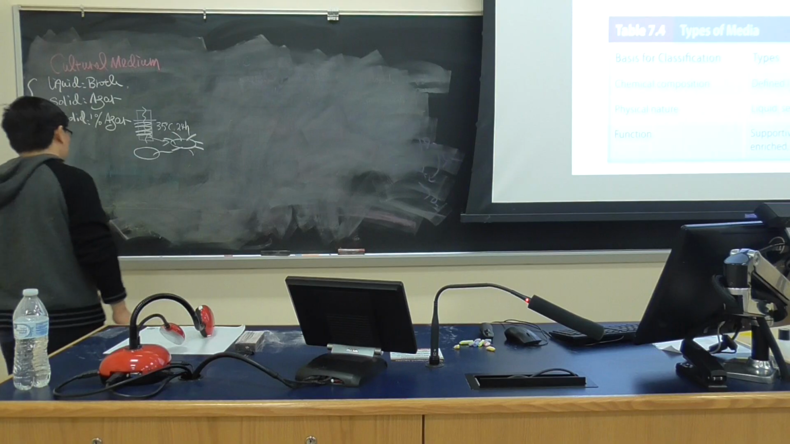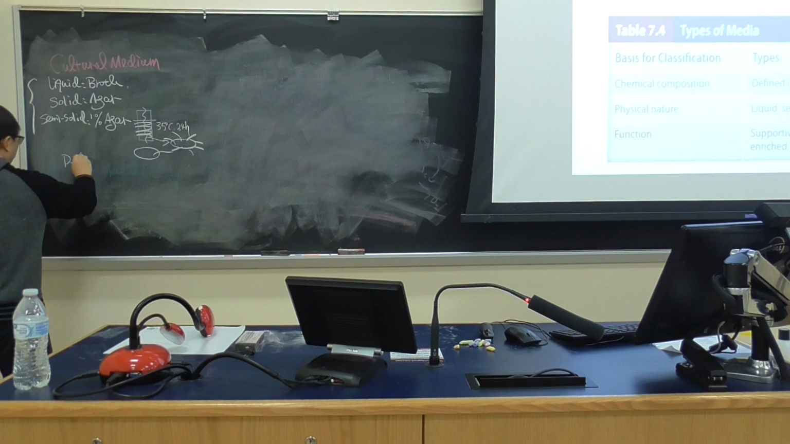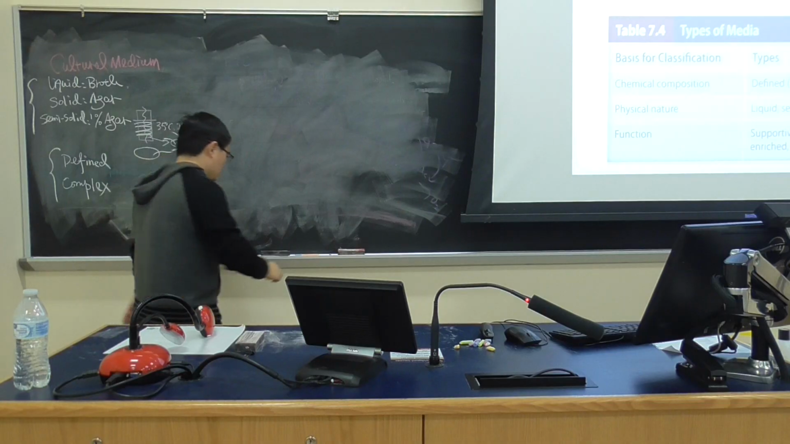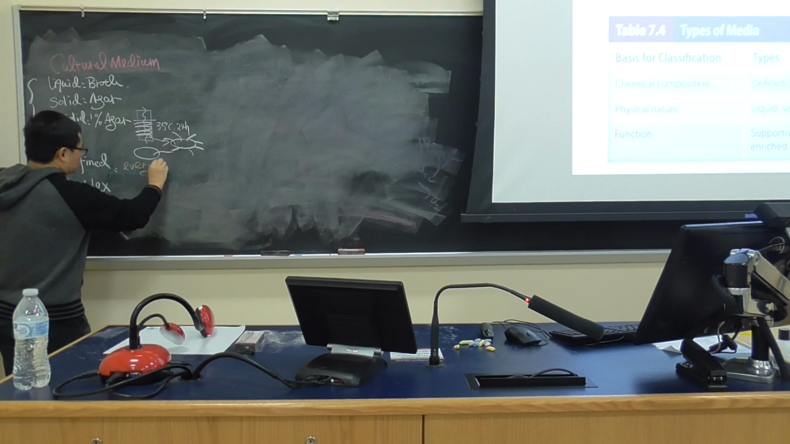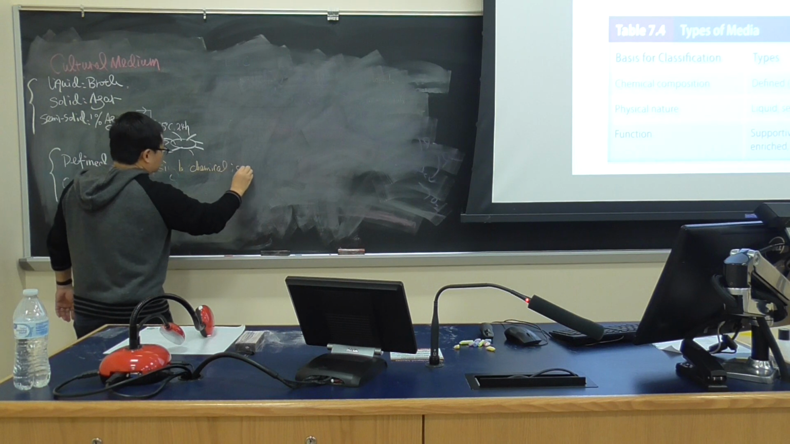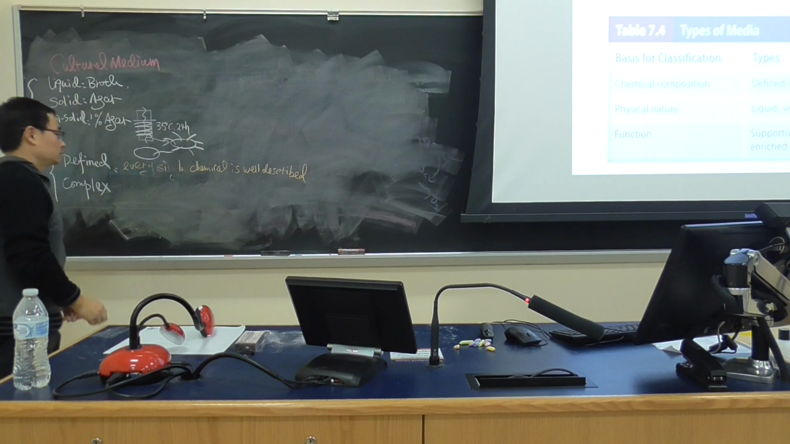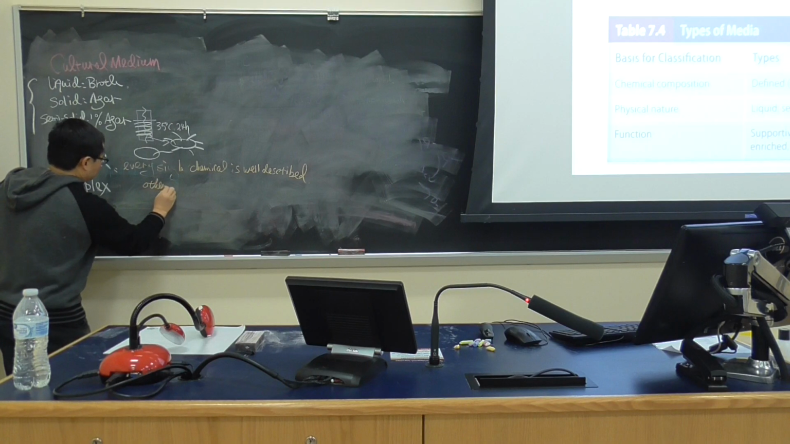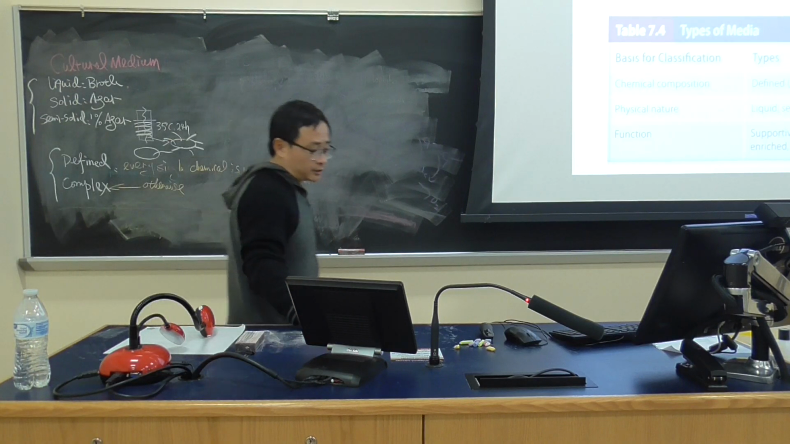Okay, this is based on the physical nature. That's the first one. Based on the chemical nature, we can differentiate defined media and complex media. Okay, this question is tricky. What does defined media mean? Every single chemical is well described. Otherwise, it's called complex media.